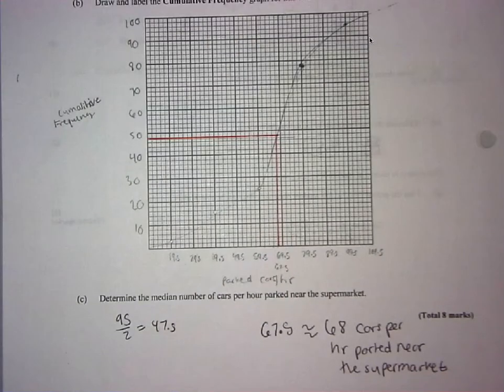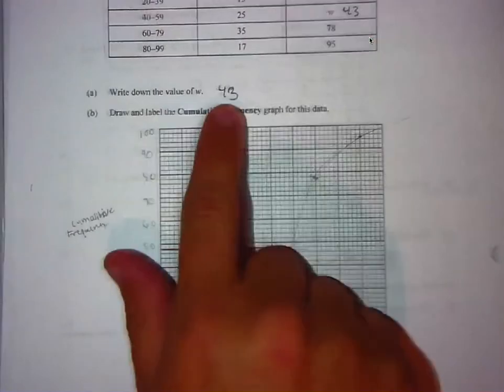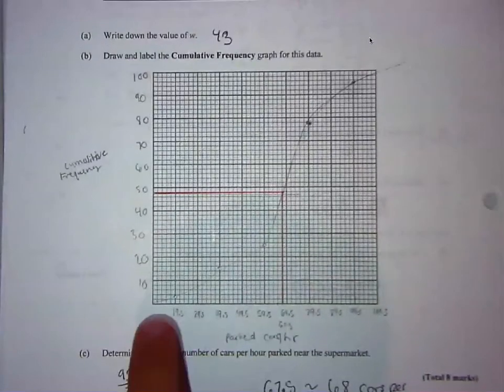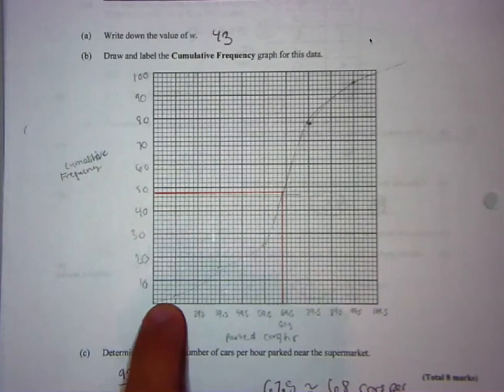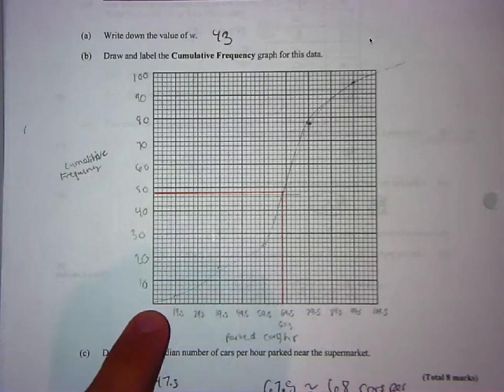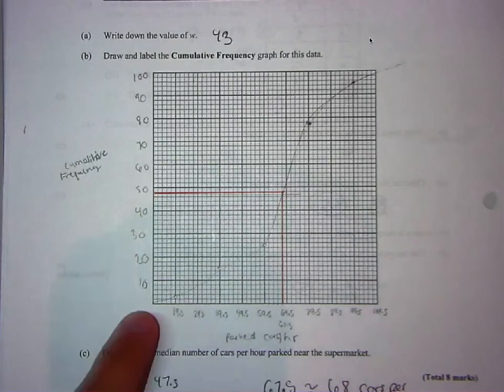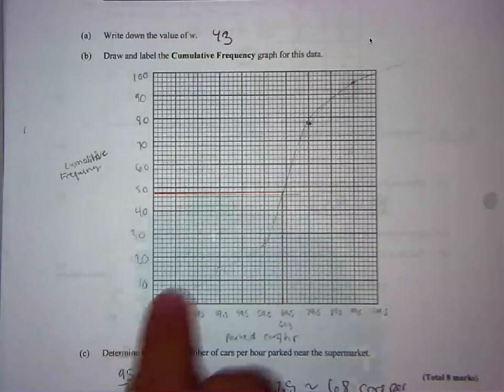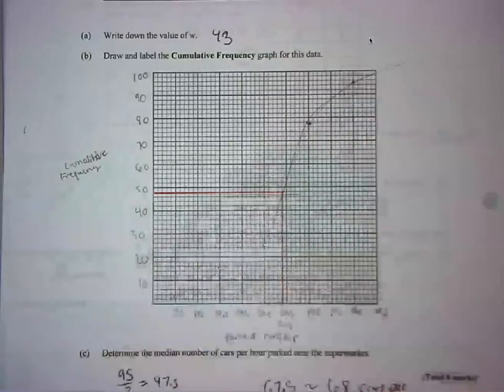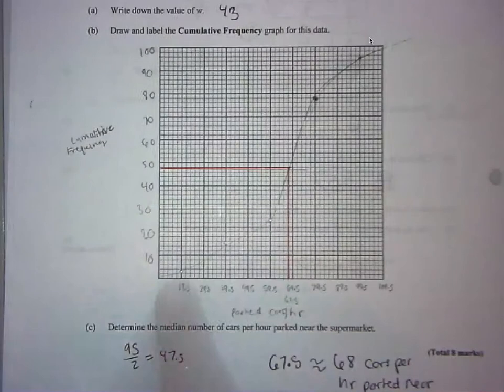So the question here says write down the modal value, or write down the value of W. We did that, it's 43. Draw and label the cumulative graph, so you can see that one of the things it specifies in the mark scheme is that it has to connect to 0, or it has to connect to the origin. So that's very important. Some of you started off here, and we did talk about in class how it does need to connect to the origin. So you want to try to make it as smooth and curvy as possible, and connect it to the origin.